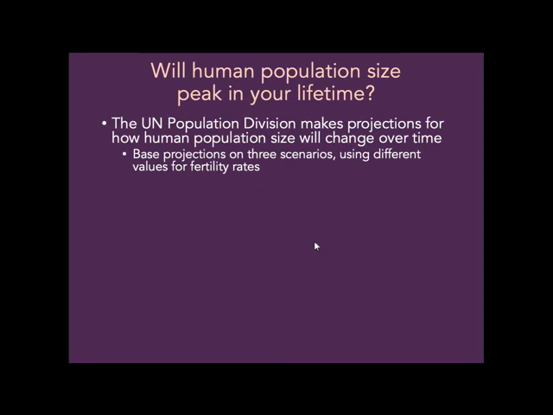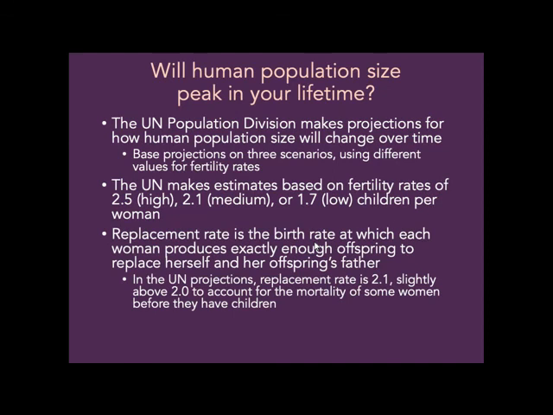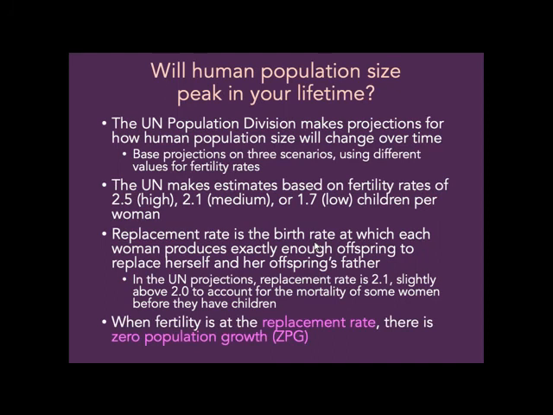We have a division of the UN that makes projections for how human population size changes over time, and they can make three different projections based on different rates of fertility: high, medium, or low fertility, which correspond to 2.5, 2.1, or 1.7 kids per woman. Replacement rate is the birth rate at which each woman produces exactly enough offspring to reproduce herself and her offspring's father. Right now, the UN projects that replacement rate is 2.1. You'd expect you have to have two kids to replace yourself and your partner, but because there is some mortality in women before they can have kids, the replacement rate is calculated on average as 2.1. When fertility is at the replacement rate, we say we have zero population growth, or ZPG.